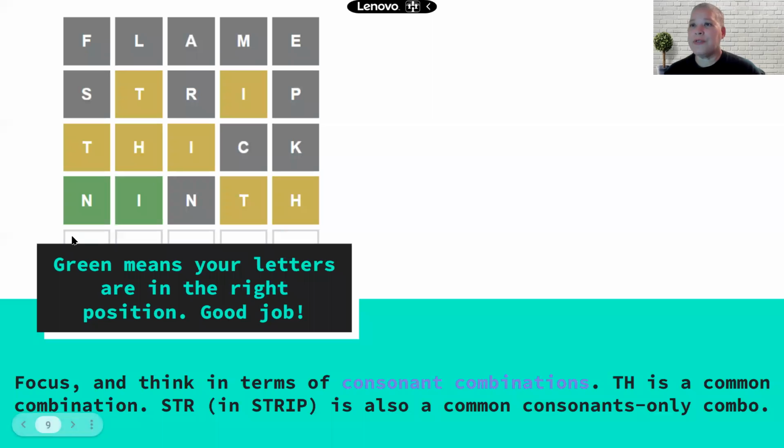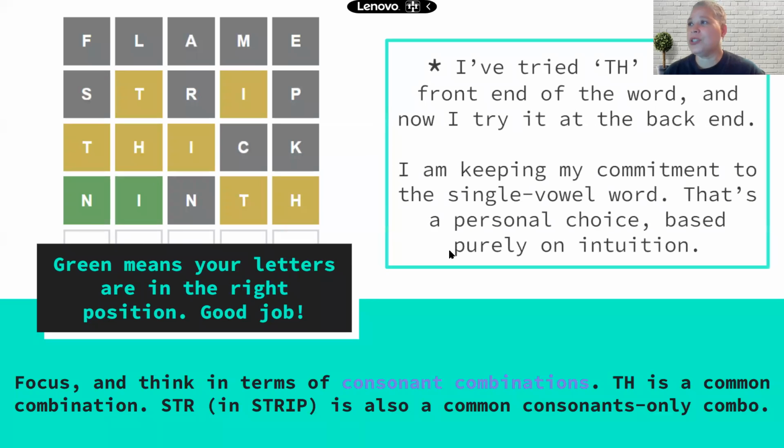You'll see now that in this fourth guess, the N and the I are green. That means they're in the right position. So we're getting much closer. We're getting warmer now. We started with flame and we're getting warmer. Okay. So TH is a common combination, and STR in strip is also a common consonants only combination. So I'm keeping my commitment to the single vowel word, and remember that's a personal choice. It may not be how you do your Wordle, but if you have a system and you stick to it, then you're fairly likely to succeed. It's not really that hard.